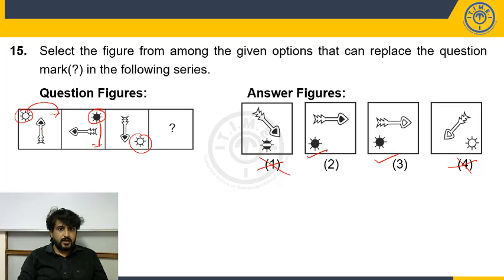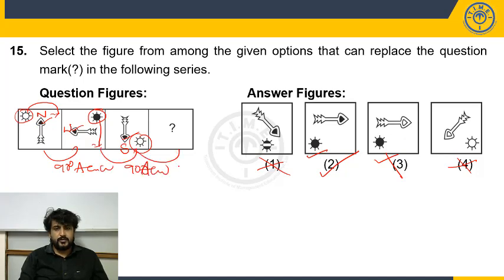This arrow is shaded part, shaded part, shaded part. Here it is unshaded. So my answer will be choice 2. But still, let's discuss. It is showing towards north, it is showing towards west, it is showing towards south, which means 90 degrees anti-clockwise, 90 degrees anti-clockwise.